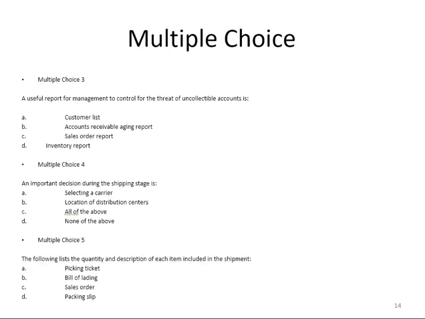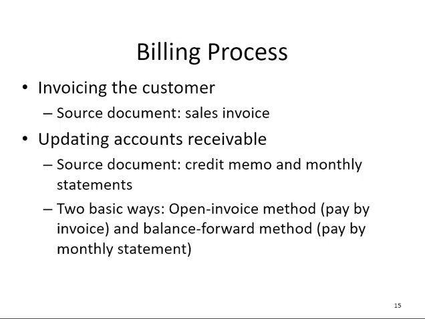We have some multiple choice questions for you to practice. The next activity is the billing activity, the billing process. We have two processes: invoicing, and then updating accounts receivable. The document from the first process is the sales invoice, and documents involved in the second process are credit memos and monthly statements.